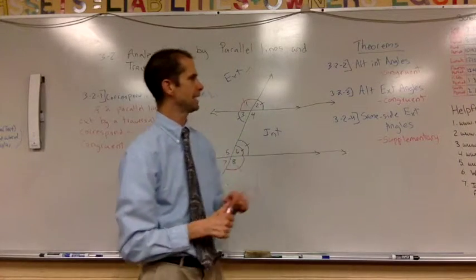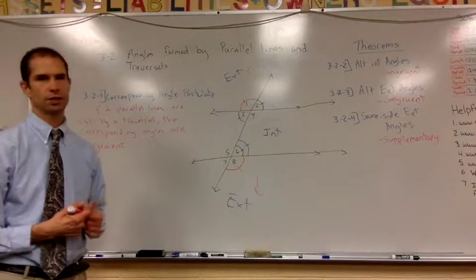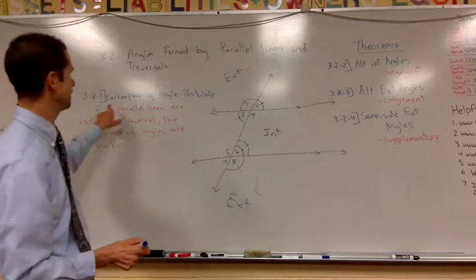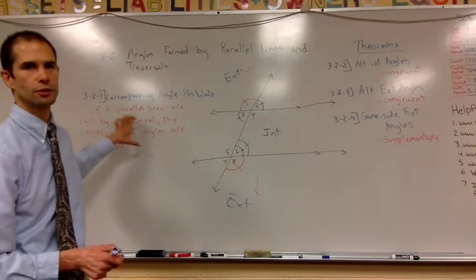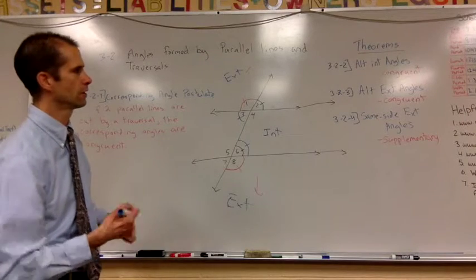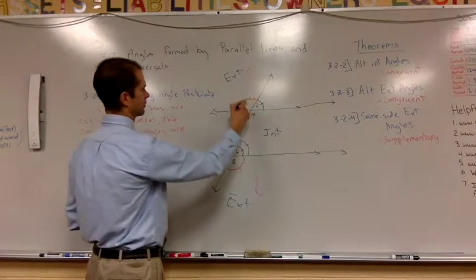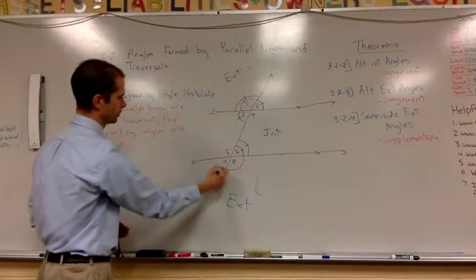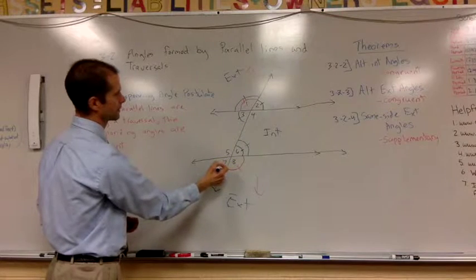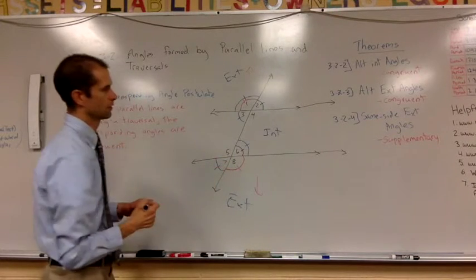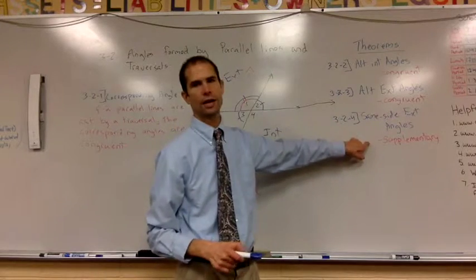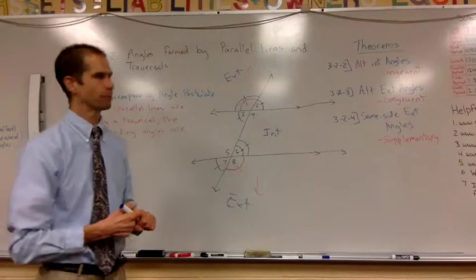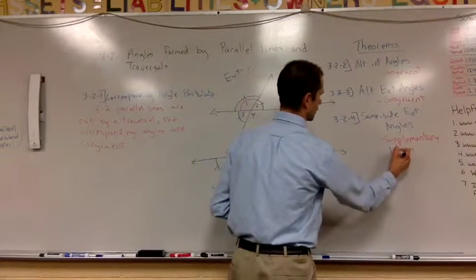The last one we want to look at is the same side exterior angle theorem. Again, this is all based on two parallel lines that are cut by a traversal. Same side exterior angles. Same side, we're on the same side of the traversal, and we're on the exterior. These are not congruent like our other angle pairs. They are supplementary. And remember the definition of supplementary, 180 degrees.